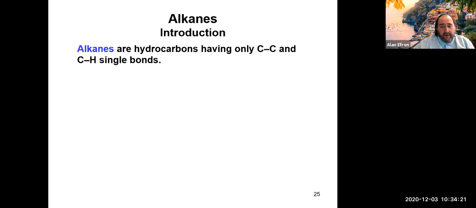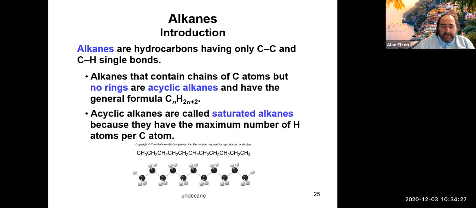So let's talk a little bit more in detail about alkanes and some other guys as well. Alkanes, as I mentioned before, are basically hydrocarbons. They have only carbon-carbon single bonds, and again, they should have carbon-hydrogen bonds. Alkanes that contain carbon in a no-ring structure are acyclic alkanes, and again, they have that general form of CnH2n+2.